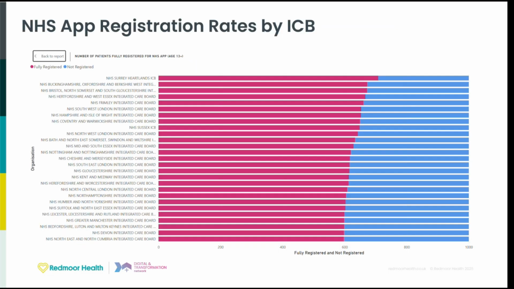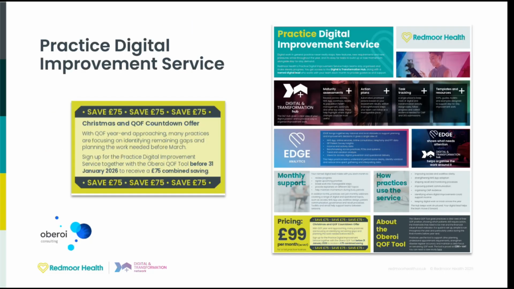So yeah, in terms of NHS App rates as well, I showed you earlier the split within PCNs in an ICB. This is looking at across all the ICBs, who are the top performing ICBs to the bottom. So there's a bit more standardization here versus the actual variation you see within practices and PCNs, but there's still some variation between ICBs. So you can see here, Surrey Heartlands has the highest rates of NHS App uptake by registration rates. So that's a conclusion of our overview of Edge.